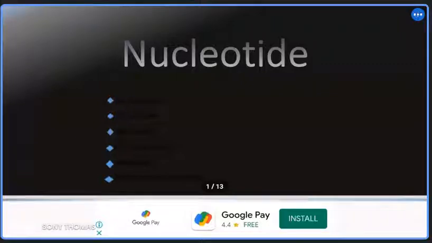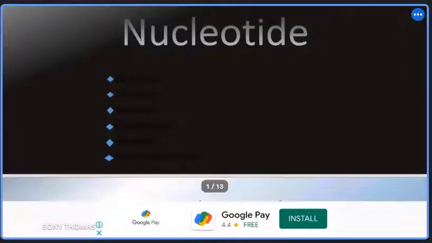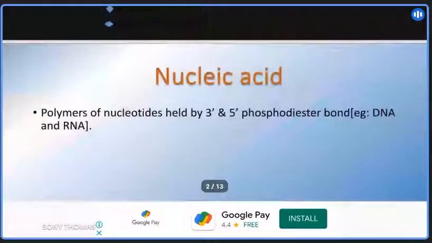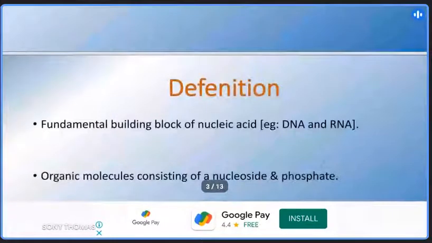Good afternoon, all. Today, my topic is about nucleotides. Nucleotides are the fundamental building blocks of nucleic acids, for example DNA and RNA.